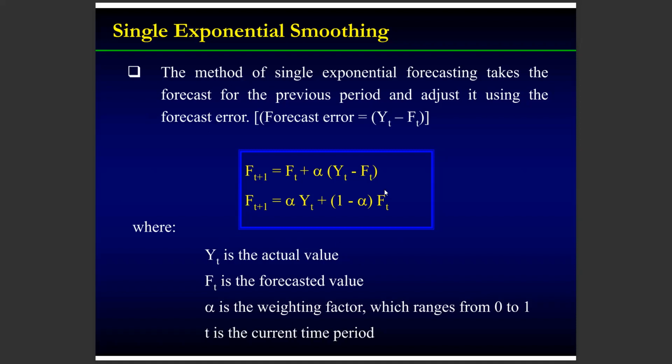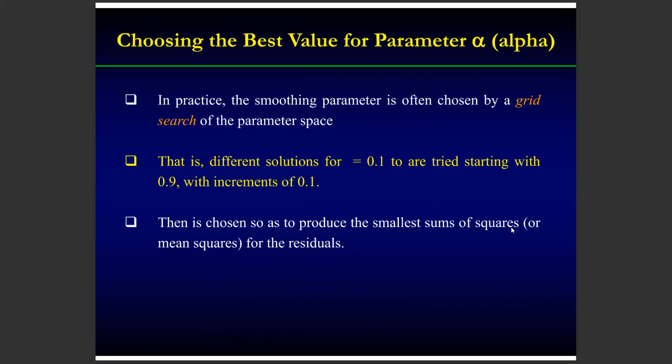These two equations are the same, because the first one is a simplified form of the second one, so those two are equal. You can read these notations: YT is the actual value, FT is the forecasted value, alpha is the weighting factor which ranges from 0 to 1, and T is the current time period. So we can estimate these things in this way. This one we can easily calculate manually, but the other two parts cannot be done manually. We have to use computer software to do that part.